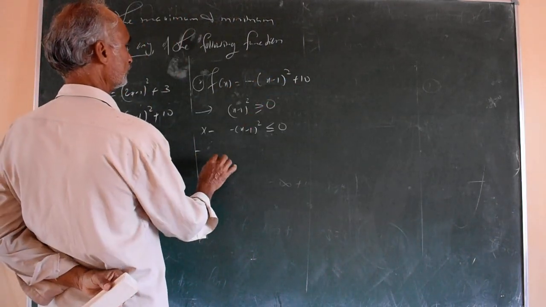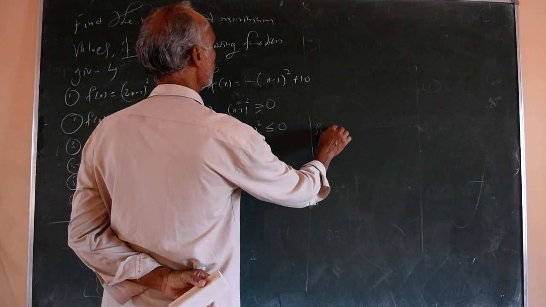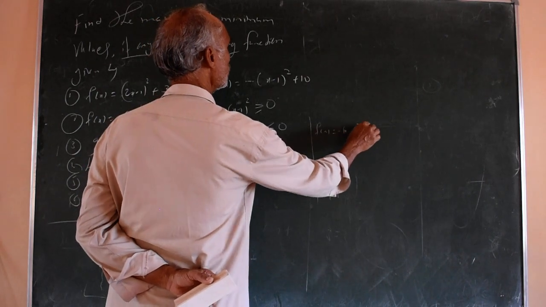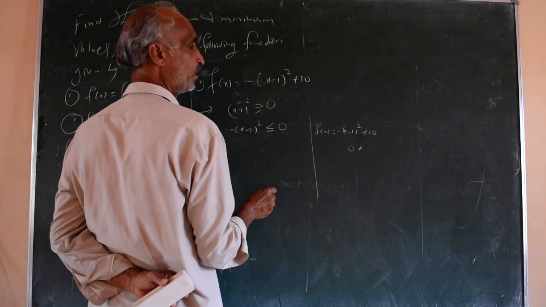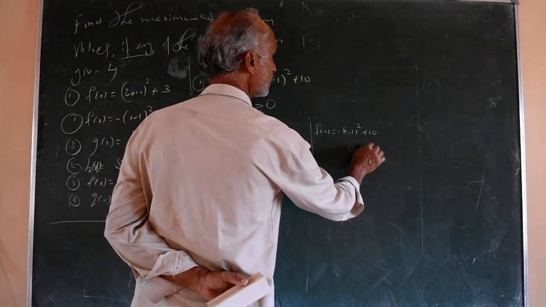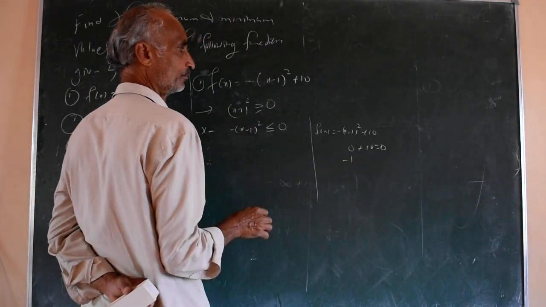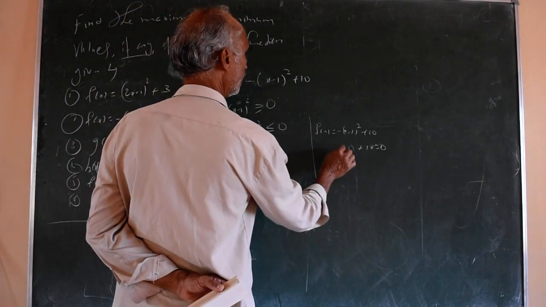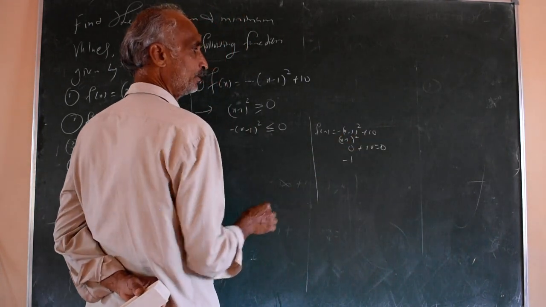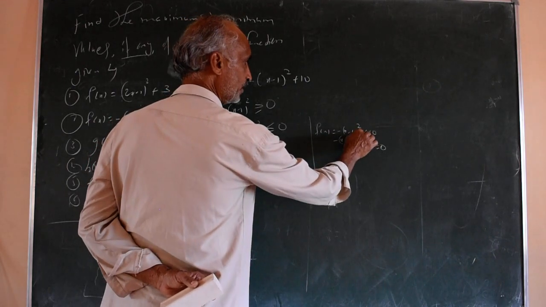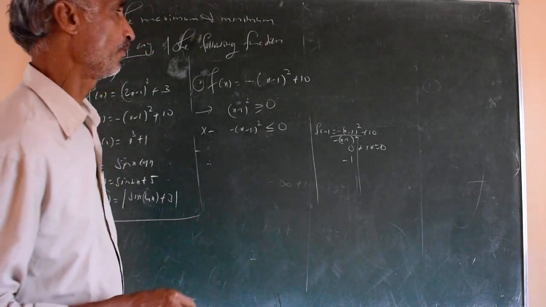Therefore, f of x is equal to minus (x minus 1) the whole square plus 10. If x minus 1 is 0, then it is 0 plus 10, which equals 10. In this table, this column, I have taken the value of (x minus 1) the whole square, and this column is minus (x minus 1) the whole square.